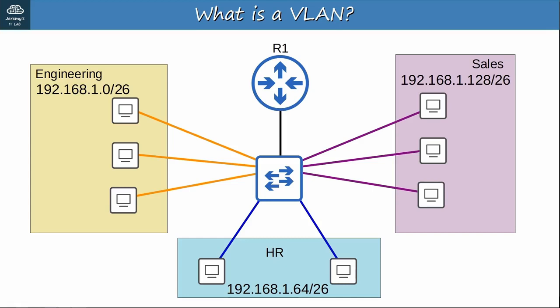However, there's one problem. The router is going to need an IP address in each subnet, so it will need one interface in each subnet. So let's replace this single connection between the switch and router with 3 separate connections, one in each subnet.